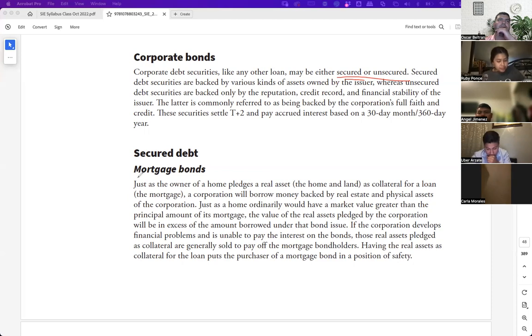Now here it talks about mortgage bonds. In a nutshell, a mortgage bond is going to be backed by what? Just look at the word mortgage. Yep, it's going to be backed up by an asset, property, real estate, as collateral for that loan. Okay. Let's keep going.